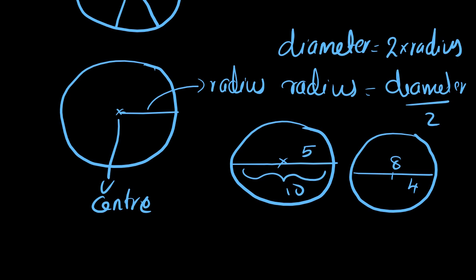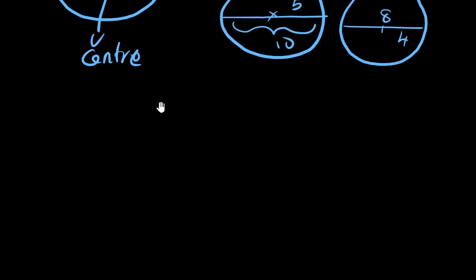Okay, diameter is a chord that passes through the center, and radius is an interval that joins the center to a point on the circumference. It is half the length of the diameter.